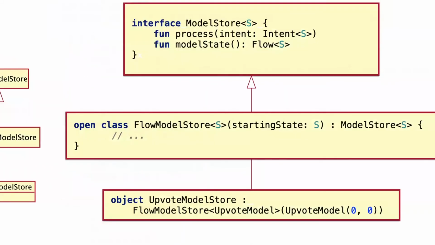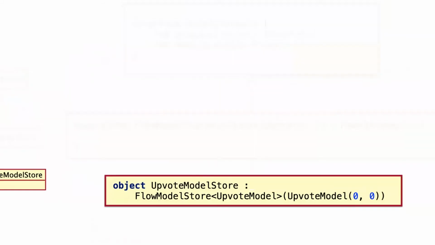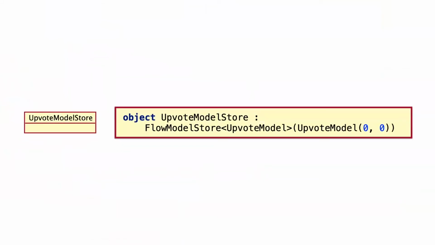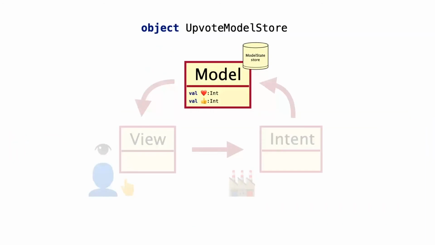When it's all said and done with this piece of code, the flow model store, it's very easy to define a new model store. You see exactly how our sample looks at the bottom right here. The upvote model store is only one line of code. All you need to be aware of is that you need to pass in an initial state and you're good to go. So we've just closed.